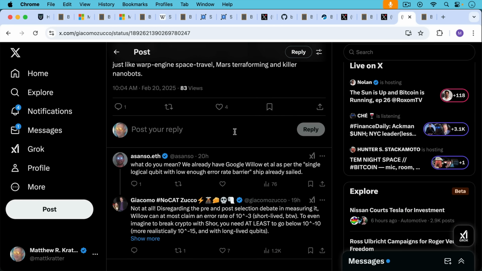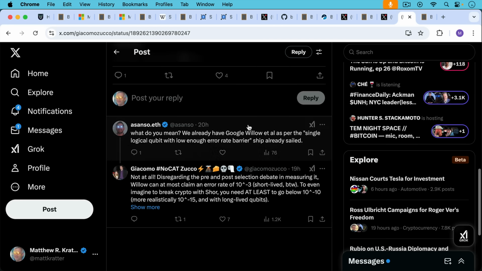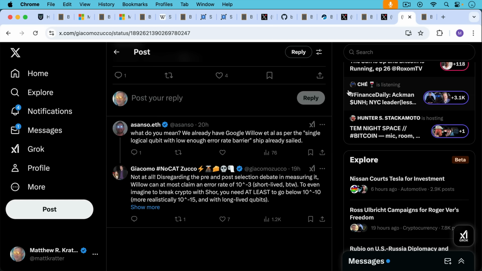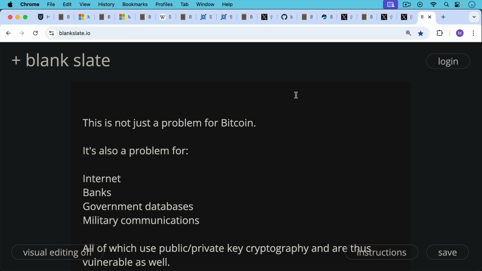And then Asanzo.eth responds, what do you mean? We already have Google Willow as per the single logical qubit. And Giacomo responds, not at all. Disregarding the pre and post selection debate in measuring it, Willow can at most claim an error rate of 10 to the minus 3, short lived, by the way. To even imagine to break crypto with Shor's algorithm, you need at least to go below 10 to the minus 10th. Etc. So there's a lot of debate in the community about how close we are, but this is definitely not something we have to worry about this year or next year.